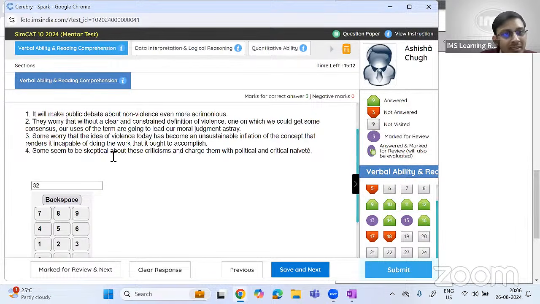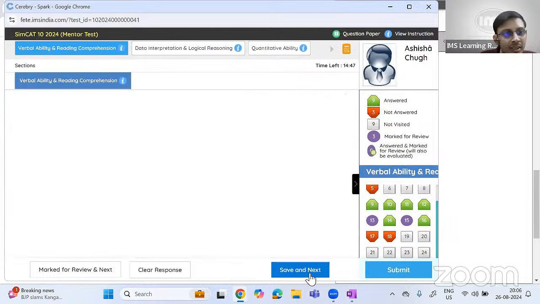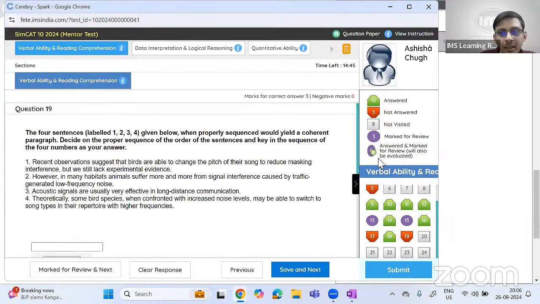"Some seem to be skeptical about these criticisms." No, I think if I put one first and then four, then these criticisms would not be connected to one. So I think one will come now and then four. One second. No, sorry, four will come and then one, because if I put one and then four, then these criticisms will not really be connected to one. So 3, 2, 4, 1 seems to be fine.